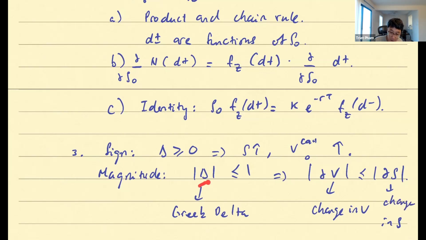Because the magnitude of the sensitivity is bounded by 1, for a $1 change in the underlying, you will have less than a $1 change in the option. All right.